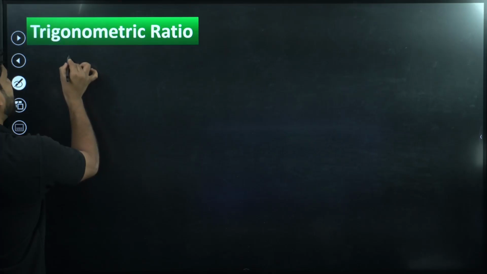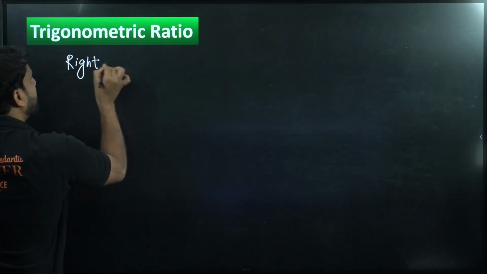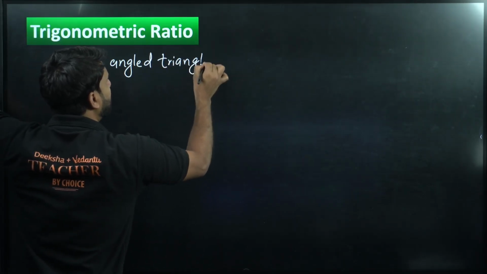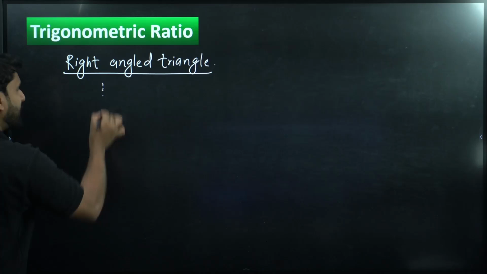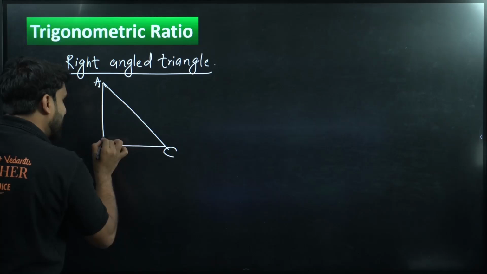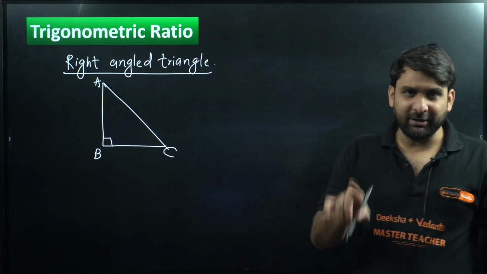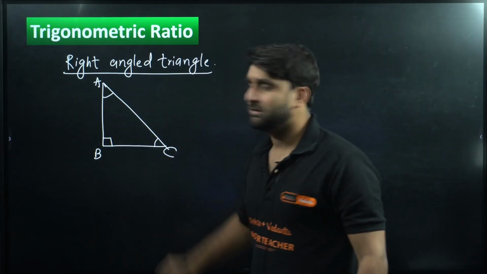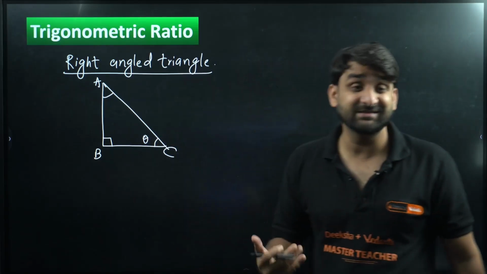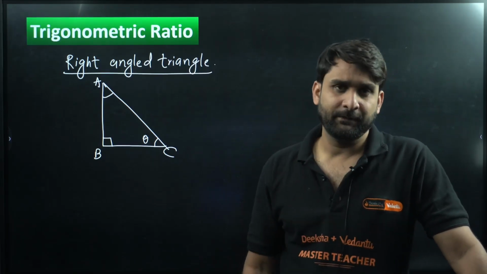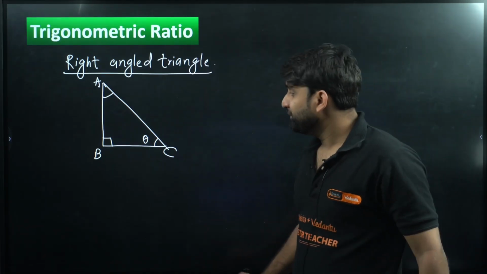Now let's take a right angled triangle. My dear champions, a right angle triangle looks like this. This is right angle triangle ABC, and here is 90 degree. So we have a right triangle ABC, right angle at B. So A and C will have some acute angle. Let's say this is theta, because we don't know the exact angle. We don't know the value of this angle, so in general we can assume theta.